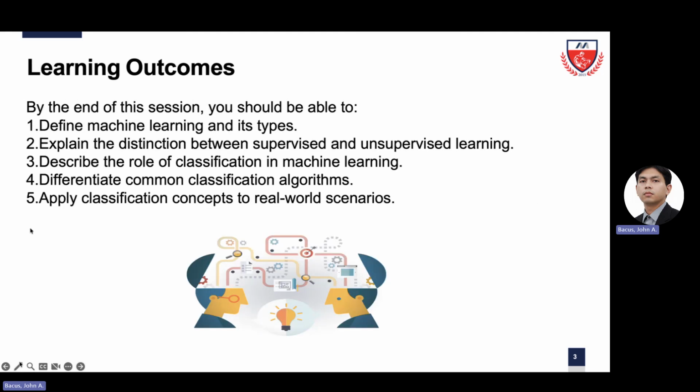Now, for this session, you will be able to define machine learning and its types, and explain the distinction between supervised and unsupervised learning. I'm pretty sure you have already heard much of this when we talk about AI, but less of the idea, right? So that is one of our learning outcomes for this morning. Describe the role of classification in machine learning, differentiate common classification algorithms, and apply classification concepts to real world scenarios.